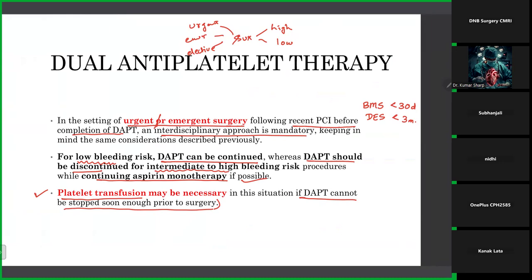Another thing which has been proven in studies: you can use desmopressin, and EACA. Tranexamic acid basically reverses the effect.